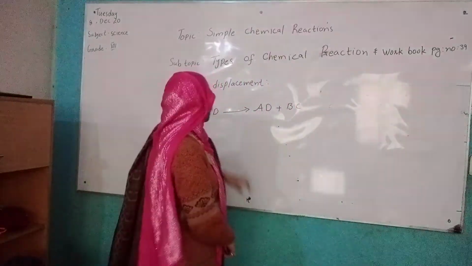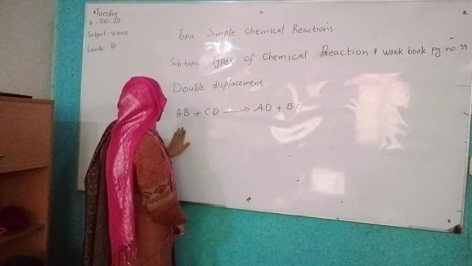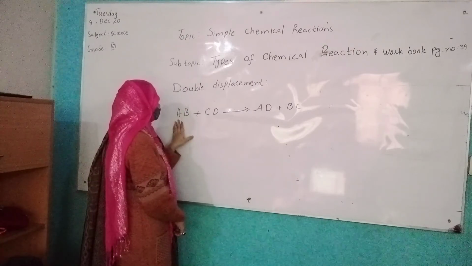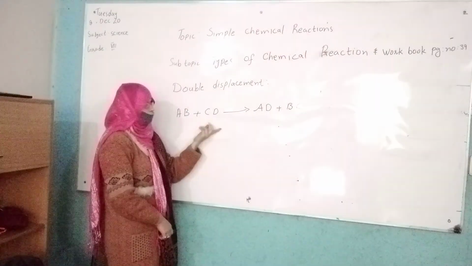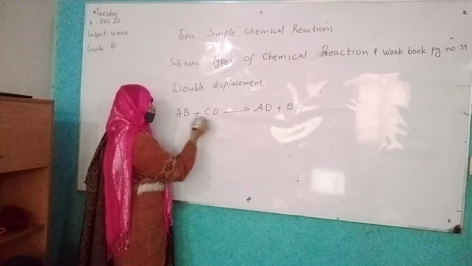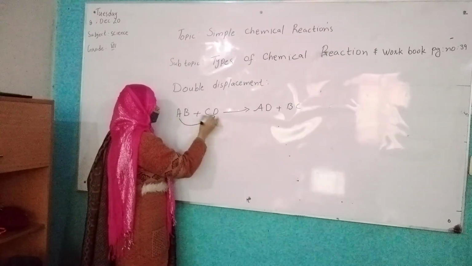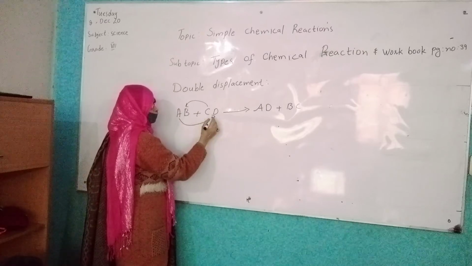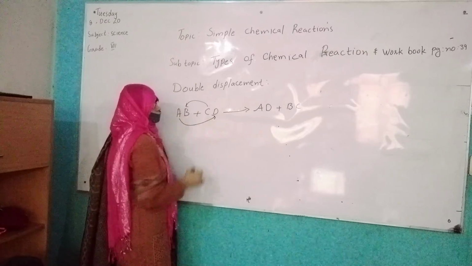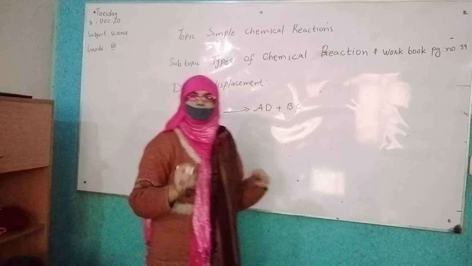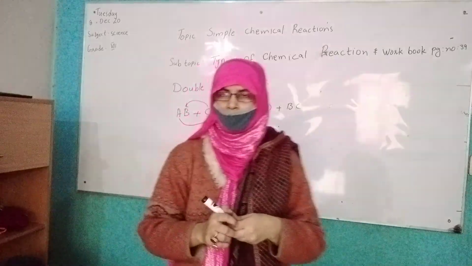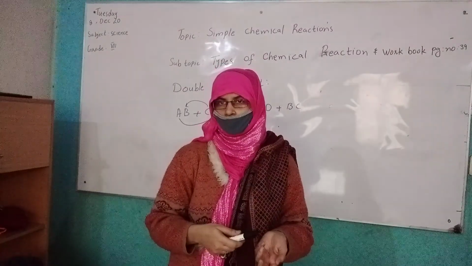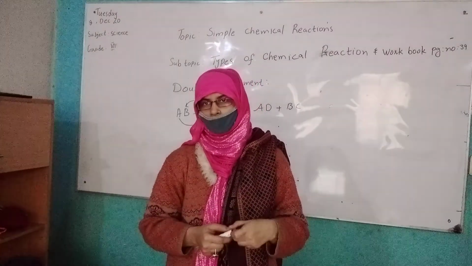Double displacement means the same reaction you have in single. Now you have two compounds which both have two partners. So what happens is that they just exchange their partner. You can observe here A is going with D and B is going with C. So only the interchange or exchange is going to be happening with them and they form a different compound. So it is called the double displacement.